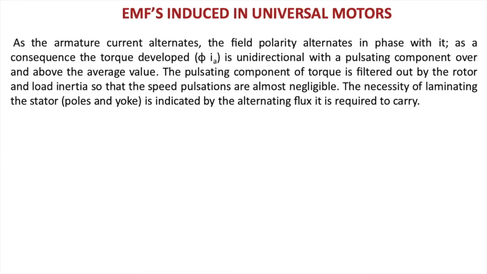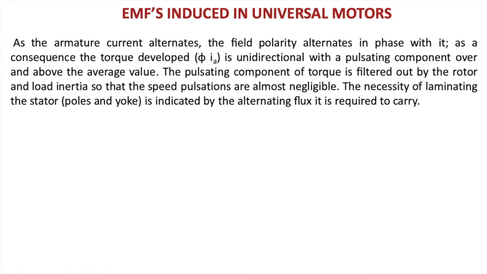As the armature current alternates, the field polarity alternates in phase with it, and as a consequence the torque developed will be proportional to the flux phi into the armature current. It is unidirectional with a pulsating component above the average value. The pulsating component of the torque is filtered out by the rotor and the load inertia so that the speed pulsations are almost negligible. Means the pulsating torque will be produced, but because of the rotation of the motor you won't be able to feel it.